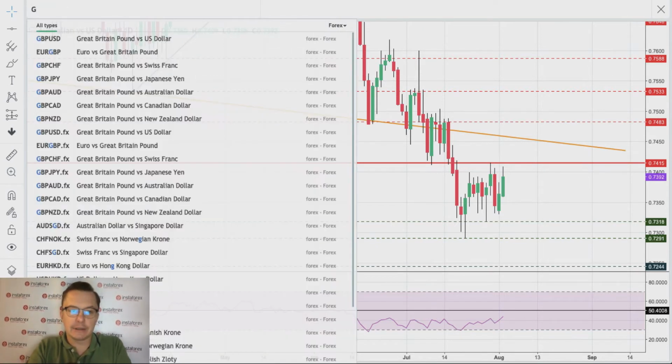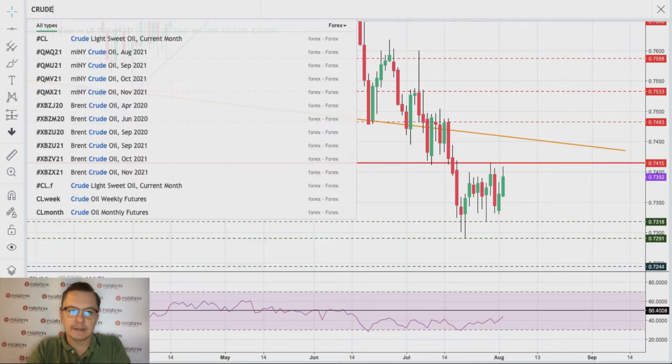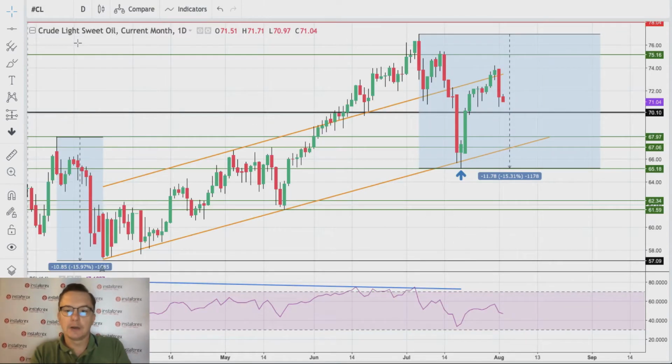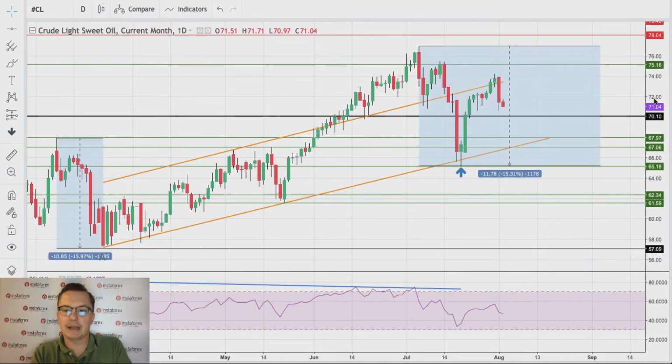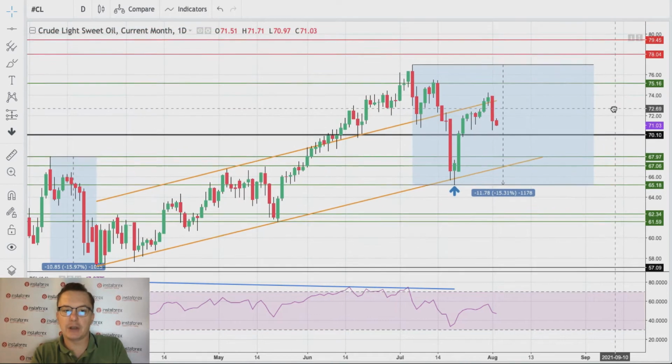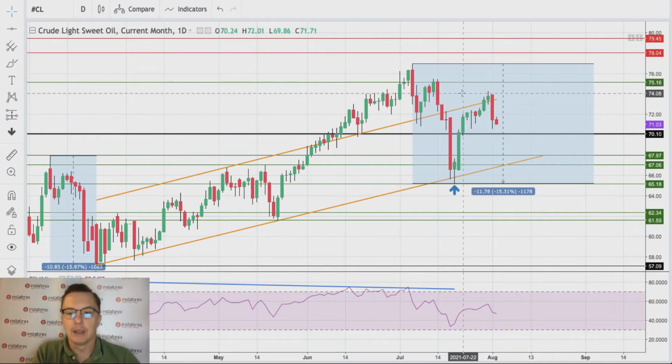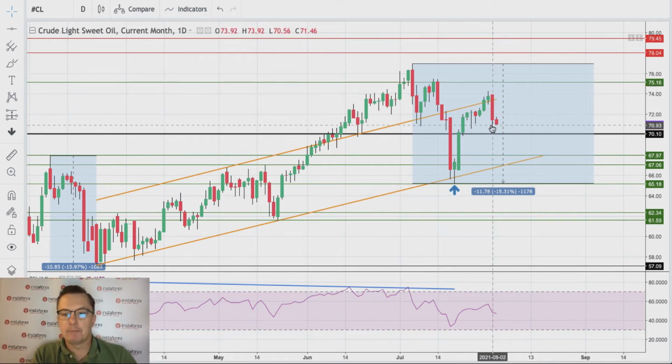Let's see whether the crude oil did something recently. As we can see, very interesting price action on the daily time frame chart of the crude oil. What's happened? We have a clear bearish engulfing here yesterday, very nice volatility, high at $73.92, low 70.56, very nice volatility and bearish engulfing.